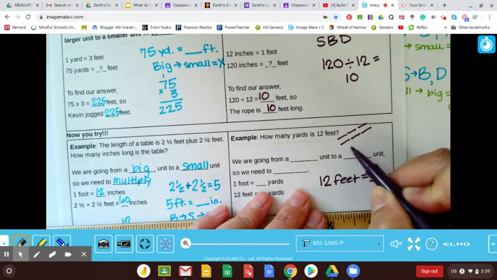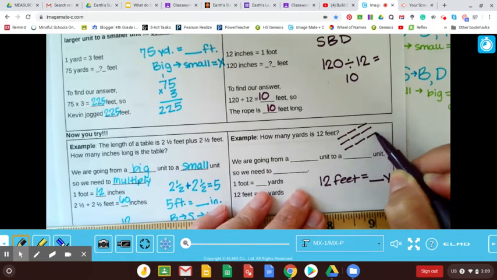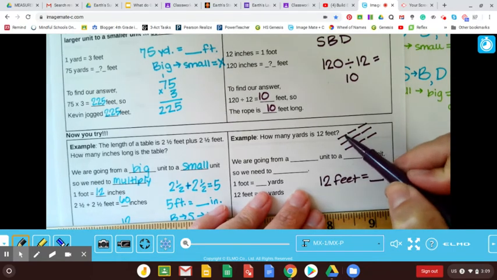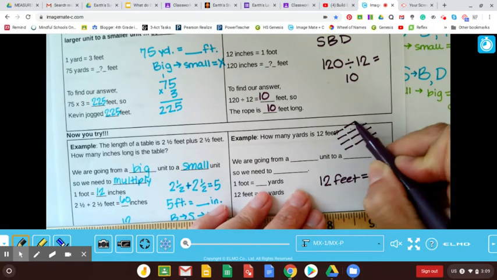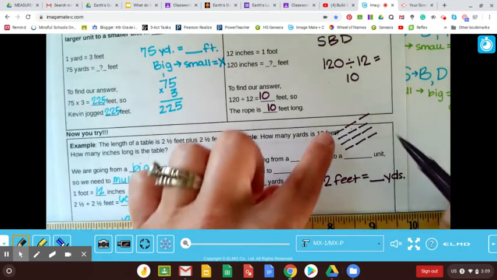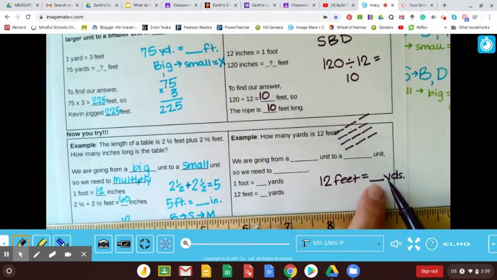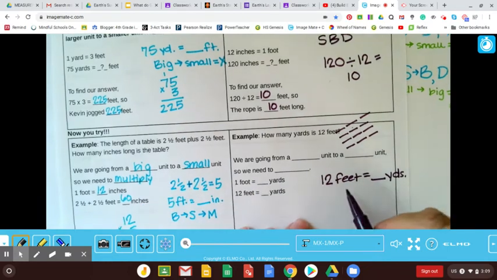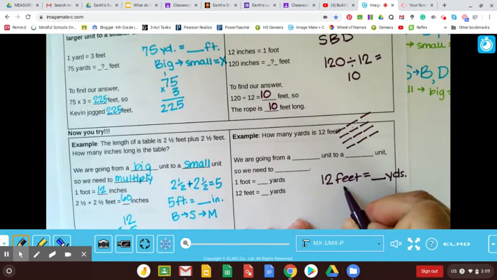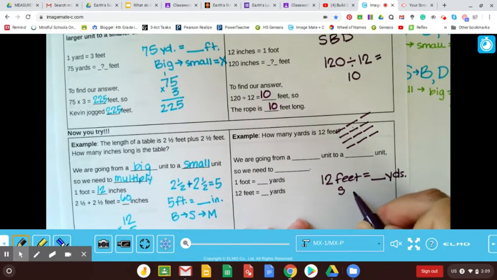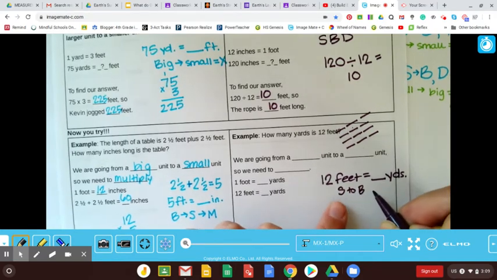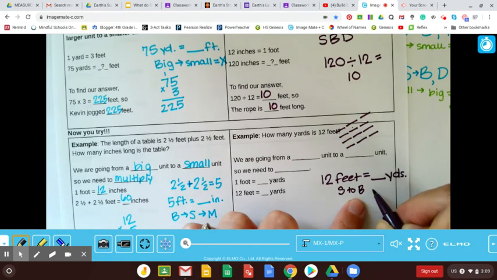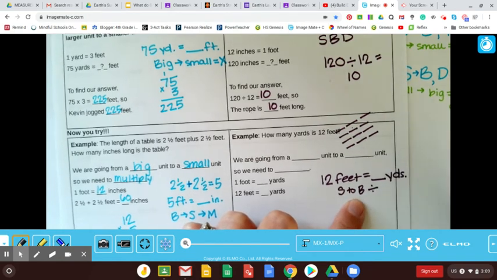That would be 2 yards. That would be 3 yards. How many do I have so far? 1, 2, 3, 4, 5, 6, 7, 8, 9, 10, 11, 12. All right. So it's going to be a smaller number. So I'm going from something that's small, right? Feet, to something that's bigger. So small to big, I'm going to divide.